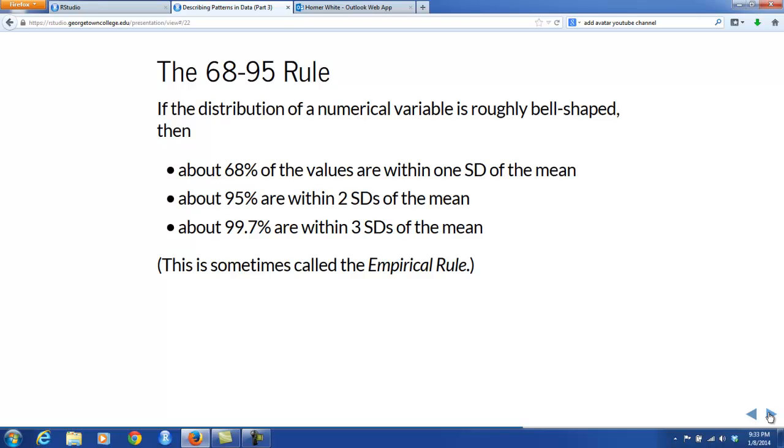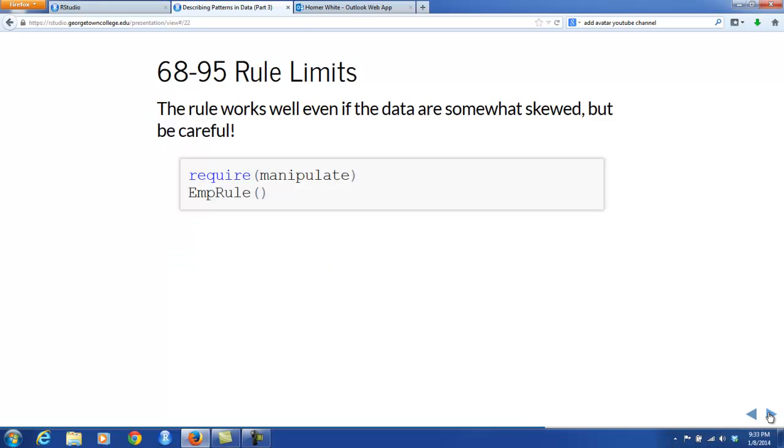Now, this rule is sometimes called the empirical rule, but I think we'll call it the 68-95 rule because that's an easier way to at least remember two of the parts. This rule works amazingly well, even if the data are somewhat skewed, although you've got to be careful. If the data are really, really skewed, then you'll find that the rule can look quite foolish. One way to see how well the rule works is to try it out using a Manipulate app that we've written into the TigerStats package. So for that, why don't we pull back to the RStudio server and give it a try.